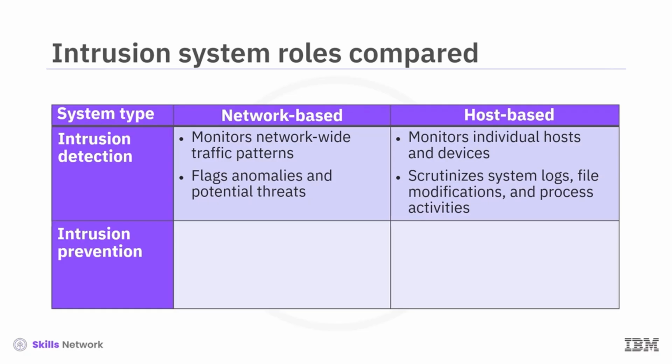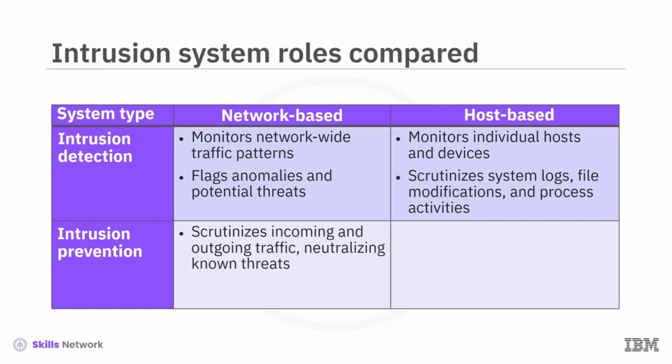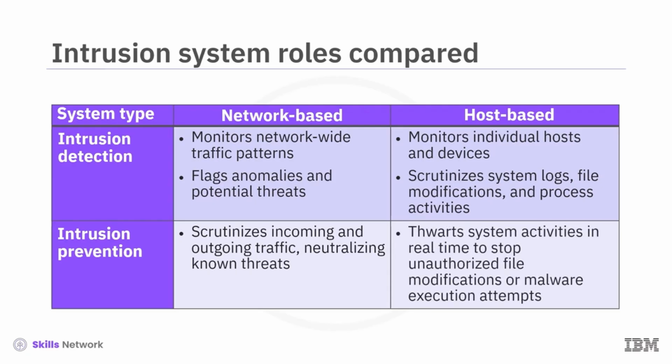Intrusion protection systems are like proactive security guards. These systems go beyond detection by actively preventing identified threats from causing harm. Network administrators deploy network-based intrusion protection systems at their network perimeter. The systems scrutinize incoming and outgoing traffic, instantly blocking or neutralizing known threats before they can penetrate the network. In contrast, network administrators install host-based intrusion protection systems directly on individual hosts or devices. These systems monitor system activities in real time, preemptively thwarting malicious actions, such as unauthorized file modifications or malware execution attempts.